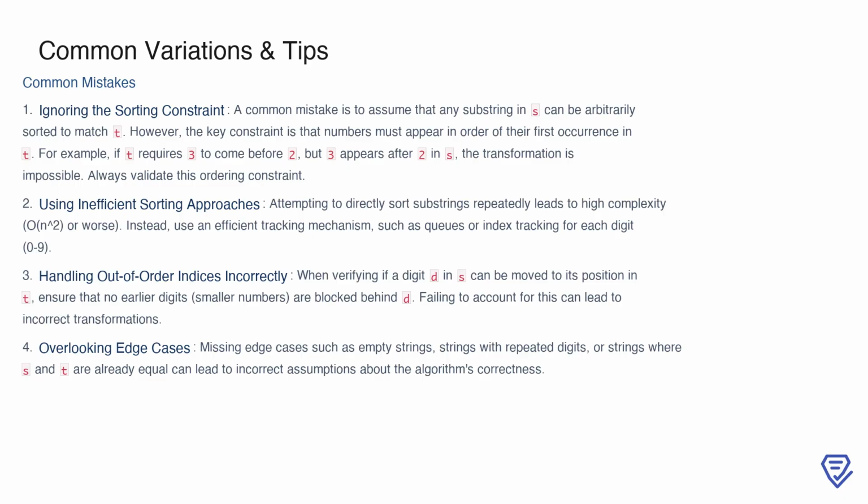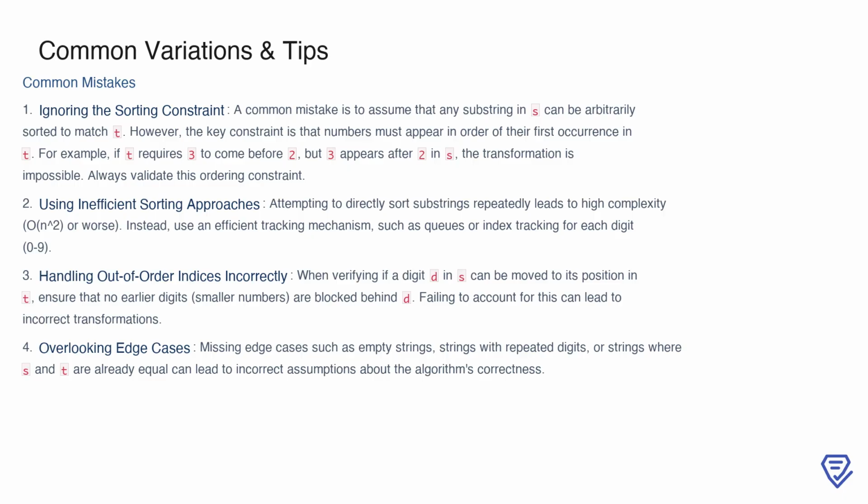Instead, you should use a more efficient tracking mechanism, such as queues or arrays, to monitor the positions of digits from 0 to 9. Another common pitfall is mishandling out-of-order indices. When you're checking if a digit D in S can be moved to its position in T, you need to ensure that no smaller digits, which should appear earlier, are blocked behind D.